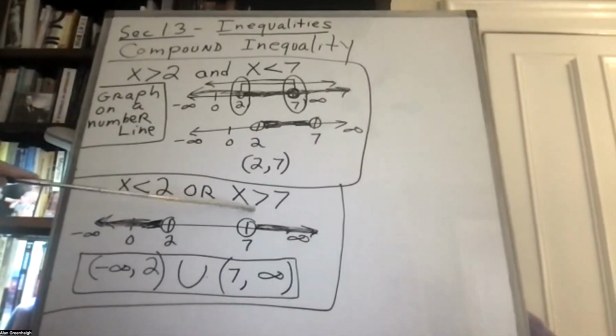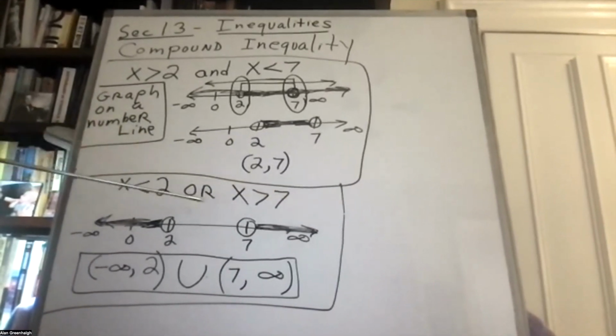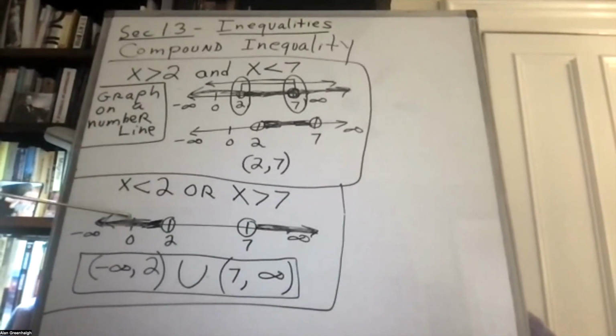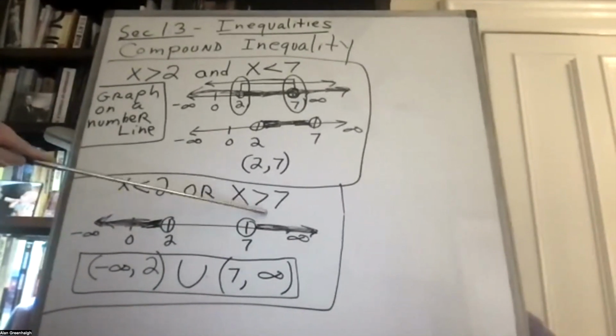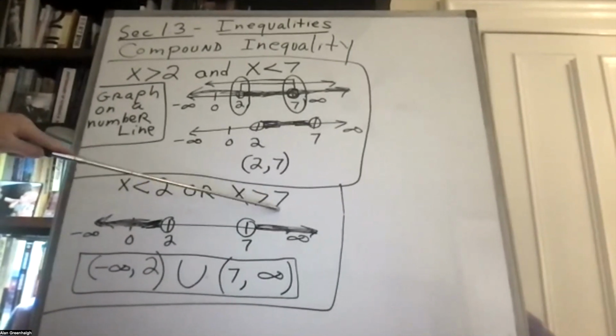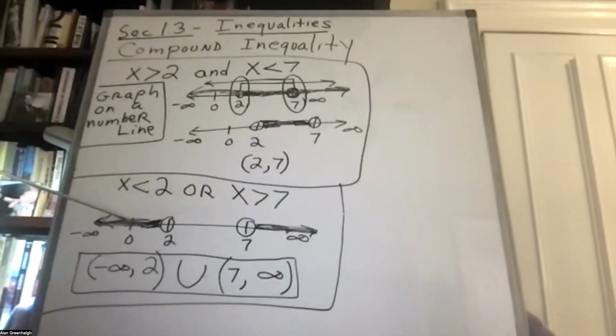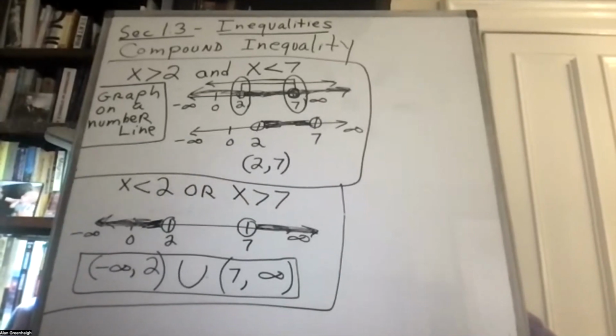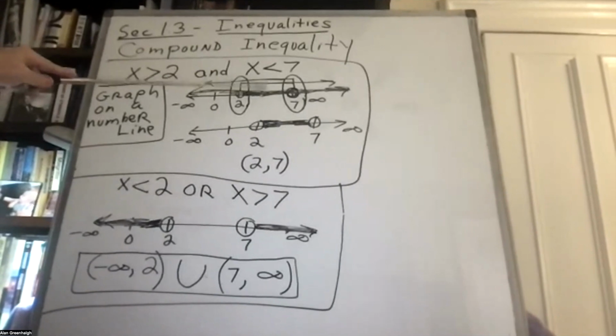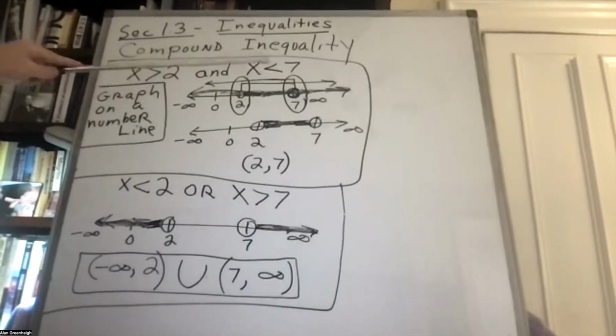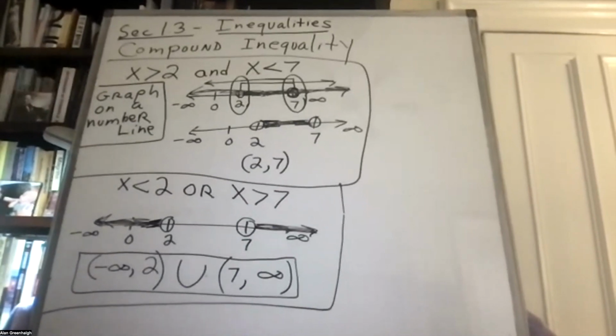Or means they go either this way or that way. If you pick a number less than 2, like 0, for example, 0 only works for x less than 2. It's not going to work here. When x is greater than 7, you go nowhere near 0. So that's not part of the solution. In this problem, you could pick something in between, like 5. 5 is greater than 2, but 5 is also less than 7.